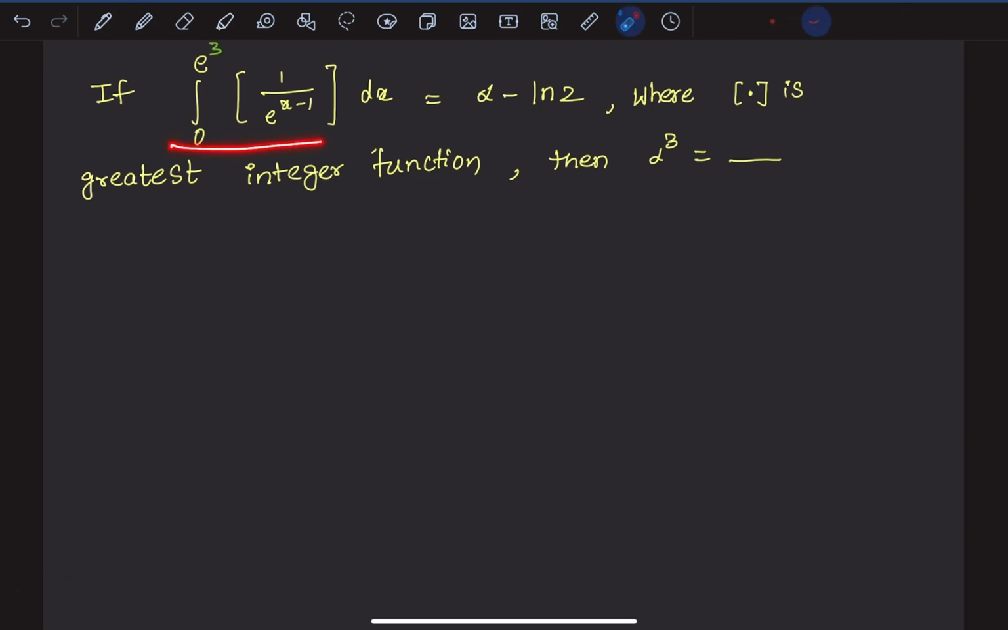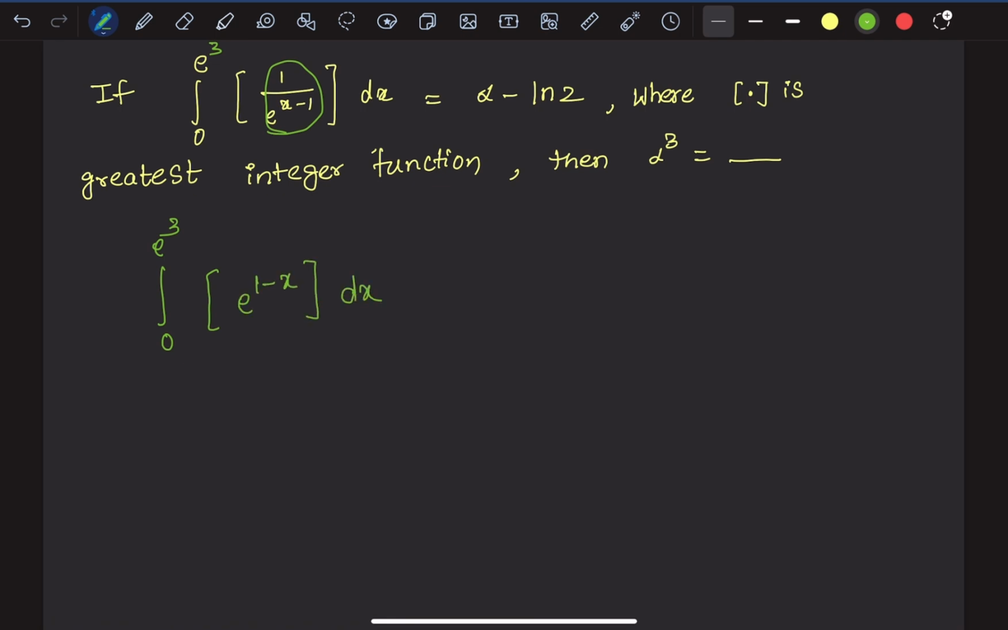So here we have this particular integral, and this is a greatest integer function. The value of the integral is given, which is alpha minus ln2, and you have to find the value of alpha cube. So let us consider the given integral, 0 to e to the power 3. This 1 by x power minus 1 can be written as e to the power 1 minus x, dx. This is the integral that we have.